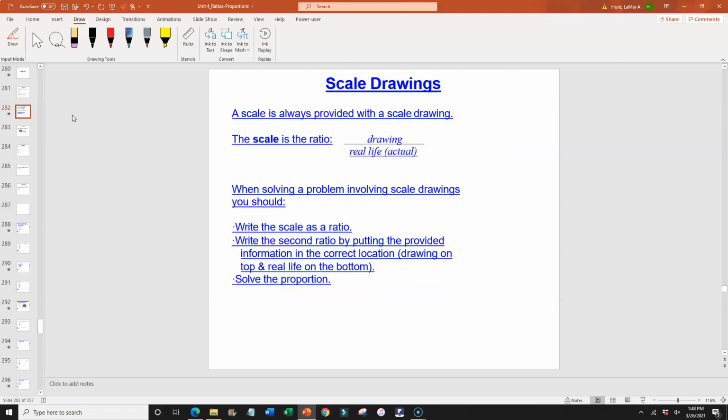So the scale is pretty much the ratio. You have the drawing, and then you have the real life actual measurements. In a ratio, you have the drawing on top, the real life on the bottom. When you're problem solving, you want to write the scale as a ratio, and then write the second ratio by matching up the correct information with the original ratio. And then from there, you'll be able to solve the problem.